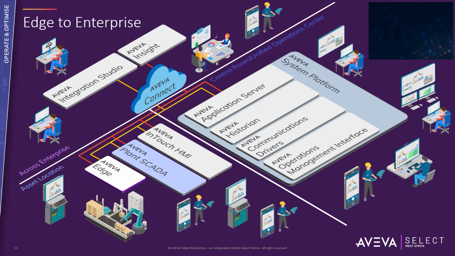This is the plant level of the operations where data is retrieved from field devices. The second area is the control room, or UOC. This is the area where system platform and its components reside. The third area is across enterprise, which is where the cloud-based applications such as AVEVA Integration Studio and AVEVA Insight reside, with AVEVA Connect as the gateway. The Edge to Enterprise solution offering enables connectivity in many different ways.